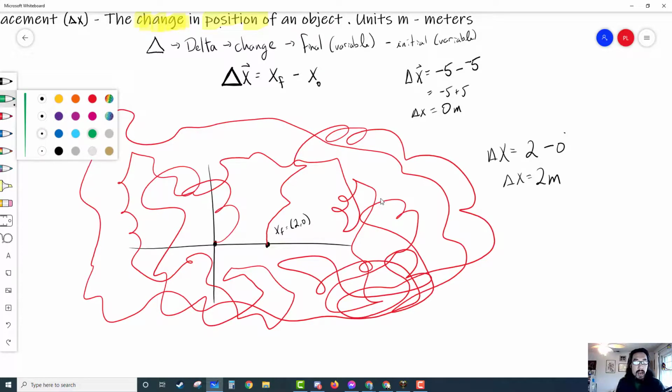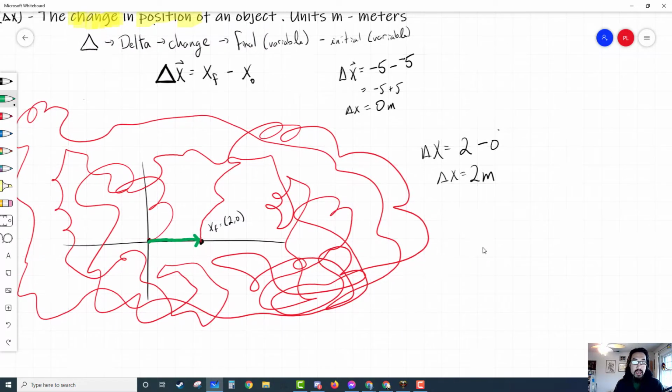So this entire journey of us chasing the cat, displacement doesn't care about that. Displacement only cares about your starting and your ending position. So what that means is if we were to ignore everything that happened in between, it's as if we just walked like this, boop, and we ended up there. Everything else in between doesn't matter.